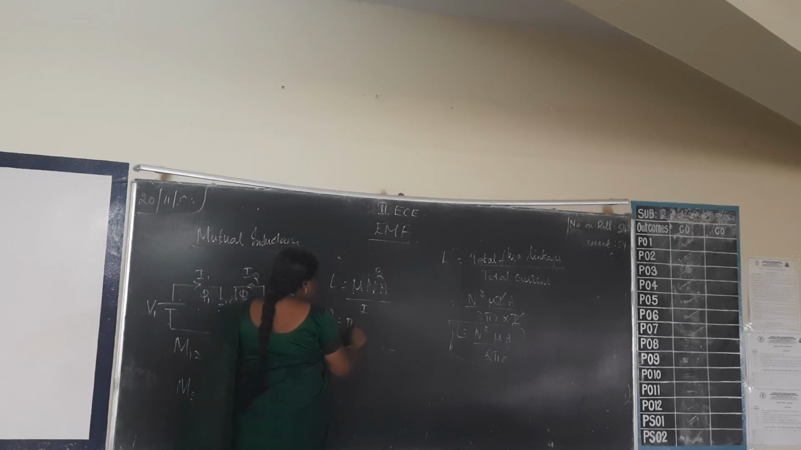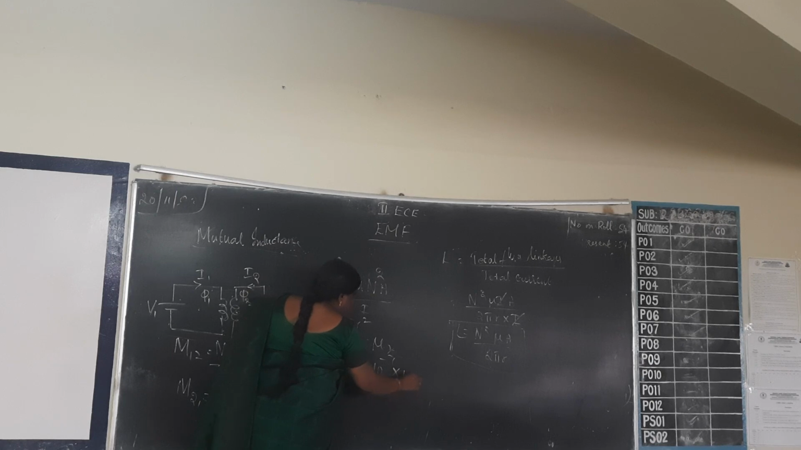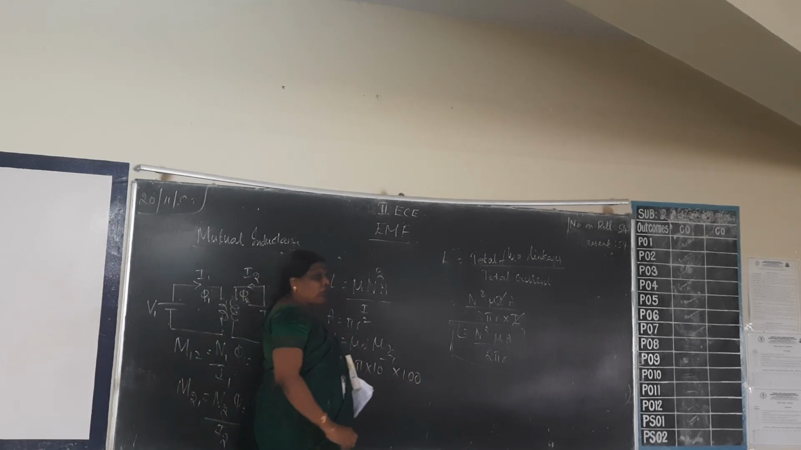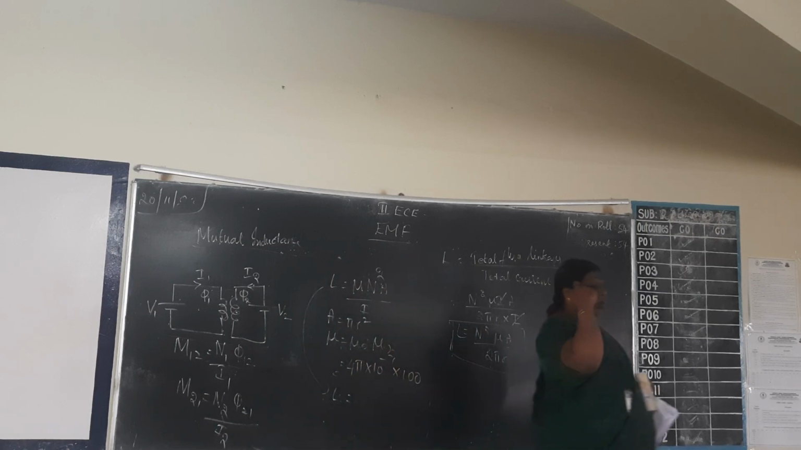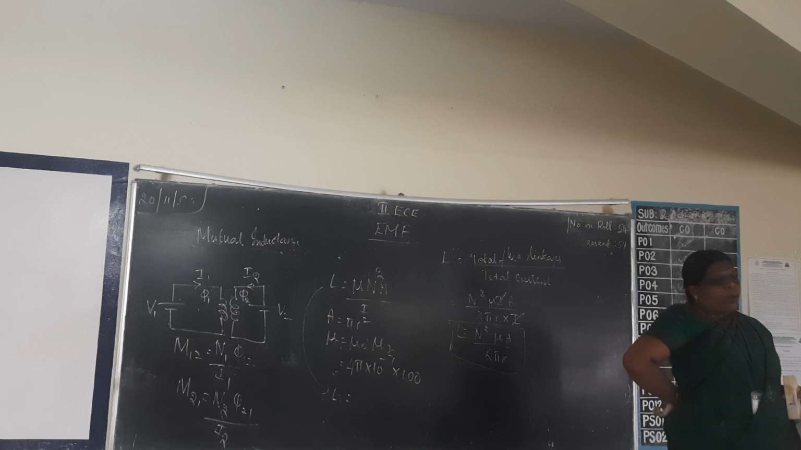A is equal to pi r squared. Mu is equal to mu naught mu r. Mu naught is 4 pi into 10 power minus 7. Mu r value is given in the problem. What is the value of mu r given? 100. Let's substitute all these values and find out the value. 4 pi into 10 power minus 7, I told you already.